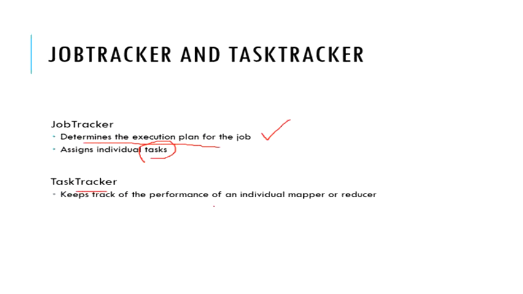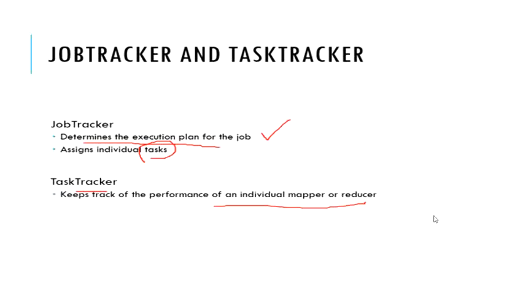Task tracker keeps track of the performance of the individual mapper or reducer. The individual tasks, the smaller jobs that we created, how to execute them, how to assign them to mappers, and how to take the results back from reducers, that is the responsibility of a task tracker.